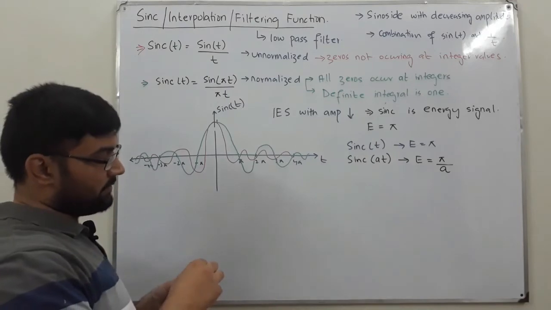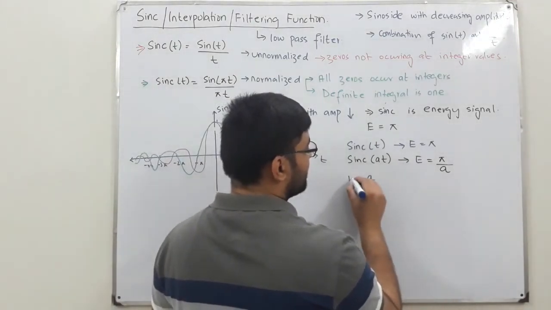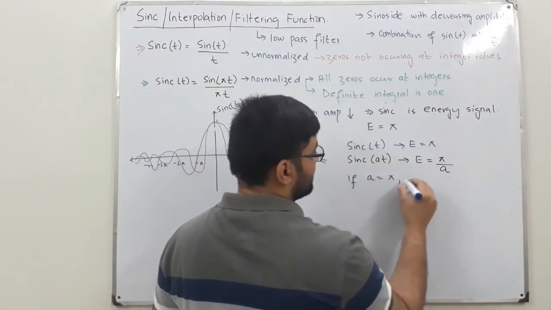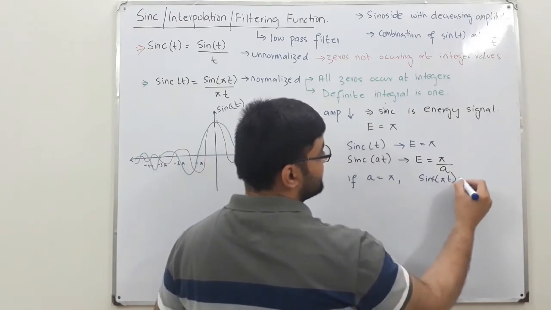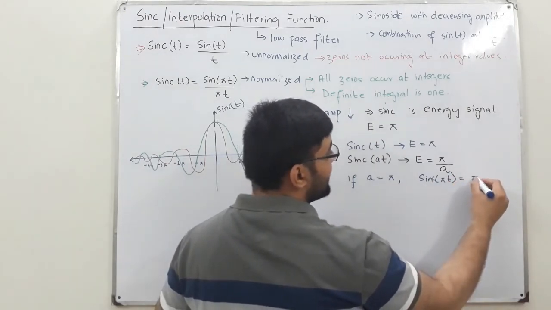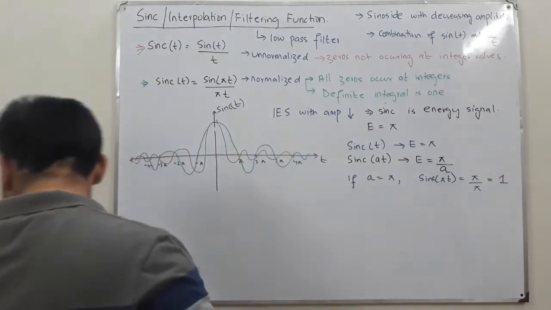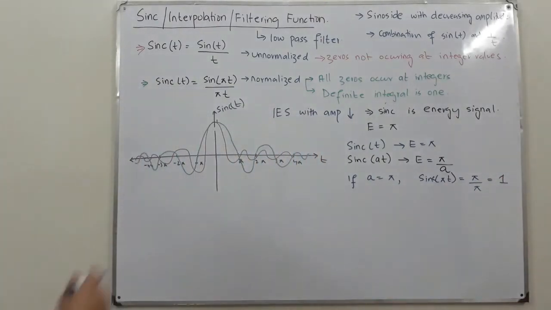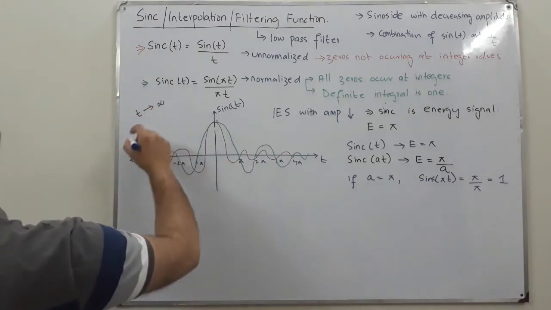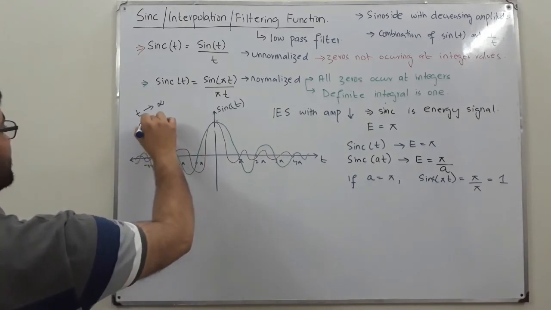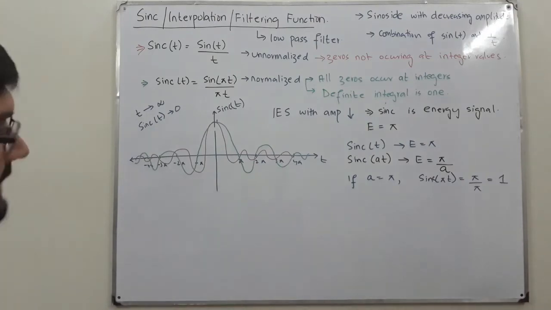So now if you have sinc of pi t, if a is equal to pi, this implies that the energy would be pi upon the value of pi, and this would be 1. So that's it. And you also know from the graph that as the value of t tends to infinity, the value of the function sinc of t tends to 0. That is what you already know.